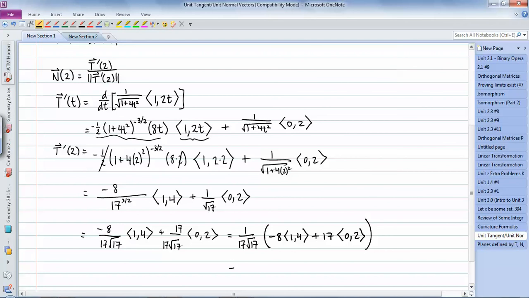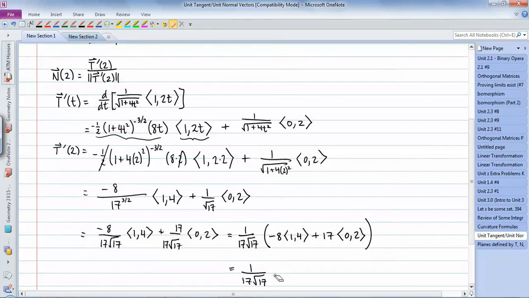And then this whole thing turns into 1 over 17 root 17 times <negative 8 plus 0, negative 32 plus 34>, which would be 2. So there we go. There's your T prime of 2.